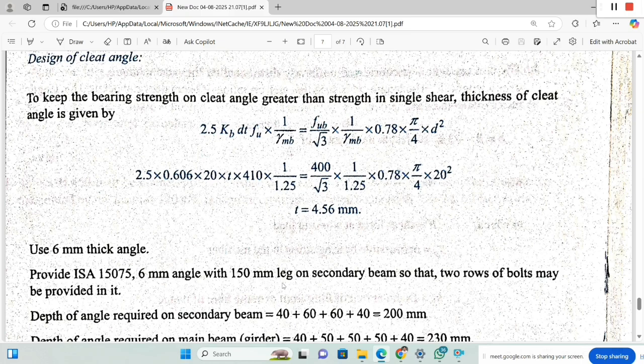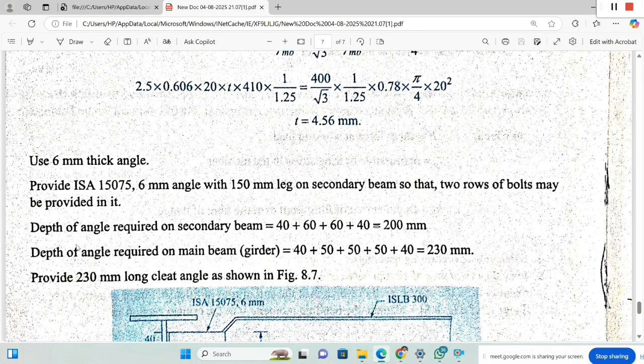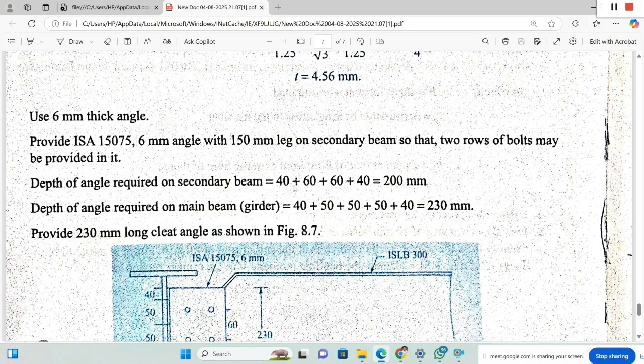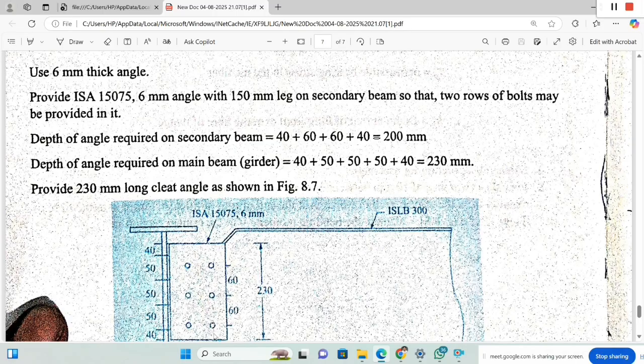Angle with the 150 mm leg on the secondary beam, so that 2 rows of bolts may be provided. Then the depth of the angle required on the secondary beam. This is the secondary beam, this one. We are getting 6 bolts for the secondary one. The edge distance here is 40, then 60 plus 60 pitch length, and again an end distance of 40. So the total depth of the cleat angle is 200 mm, requirement 40 plus 60 plus 60.